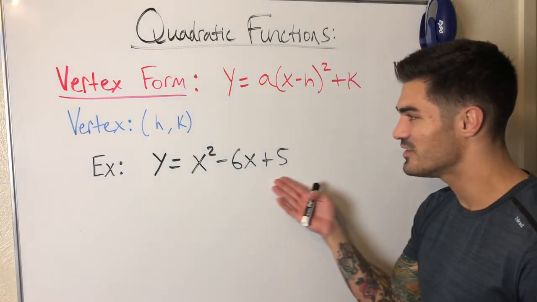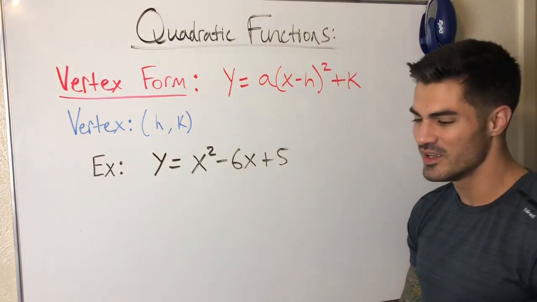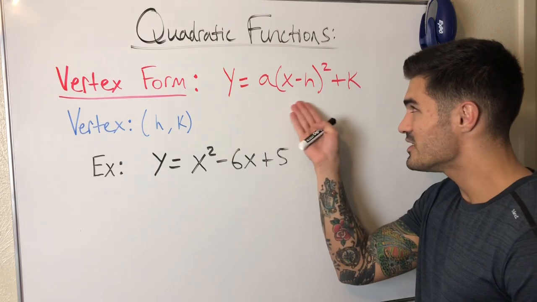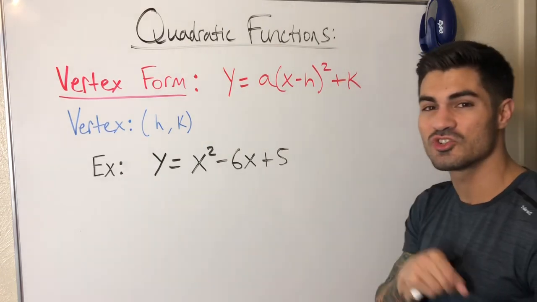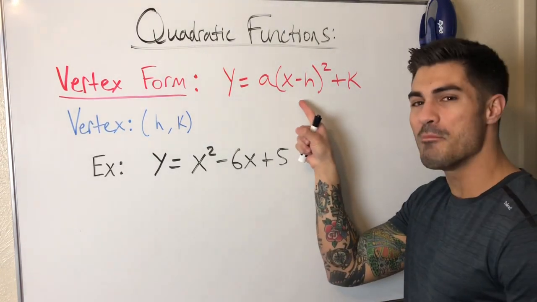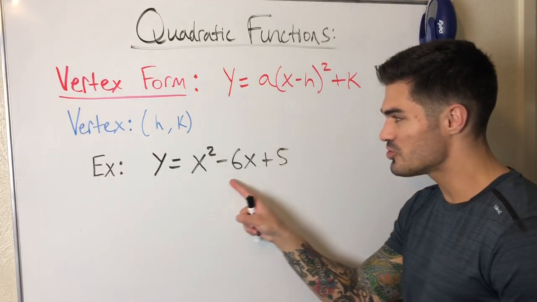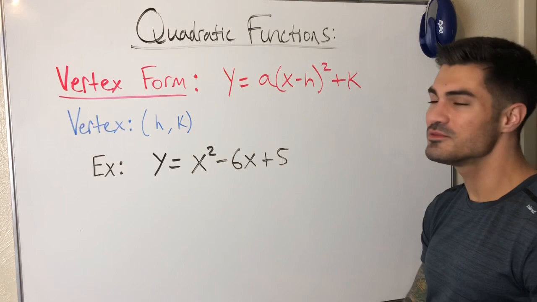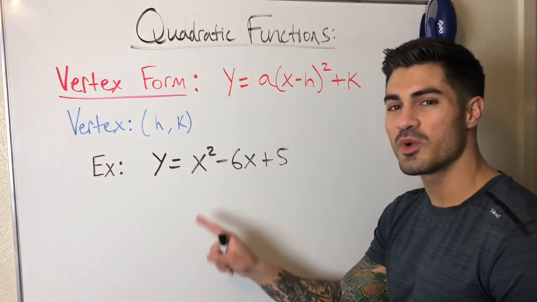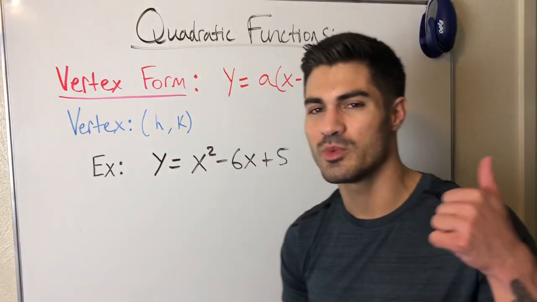How do I take something like this and make it look something like this? And the key to this is in this part, this x minus h squared. And this is just a binomial squared, right? Do you remember how we get from a trinomial to a binomial squared? We have to have a perfect square trinomial, right? We did this when we completed the square.